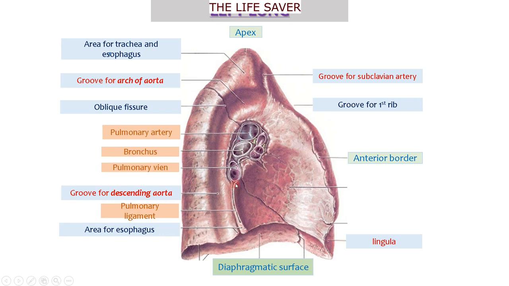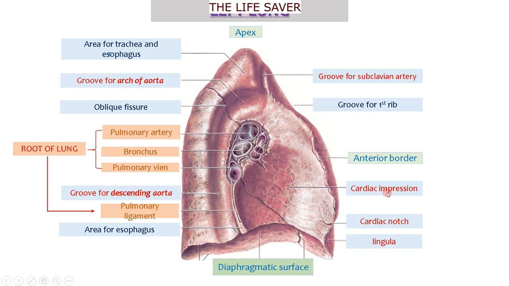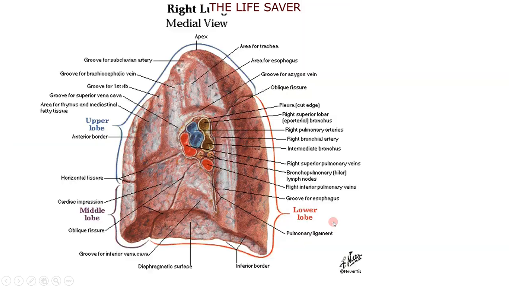Now, the extension here of the visceral and the parietal pleura, which is separated by the connective tissue, is referred to as the pulmonary ligament, and this whole structure combined is referred to as the root of the lung. The depression here is the area of the esophagus, and this big impression or depression here is referred to as the cardiac impression. And this is the cardiac notch.